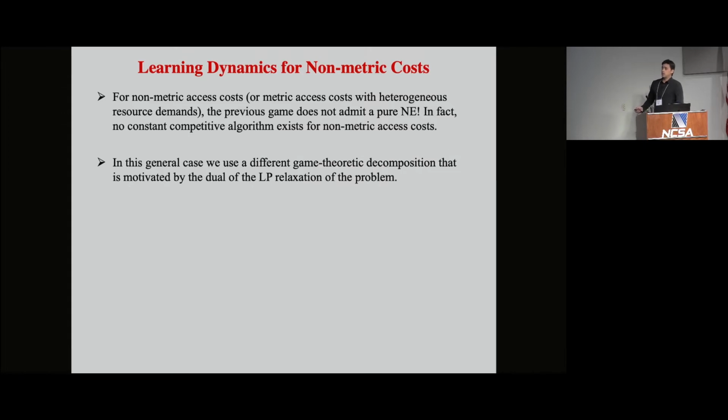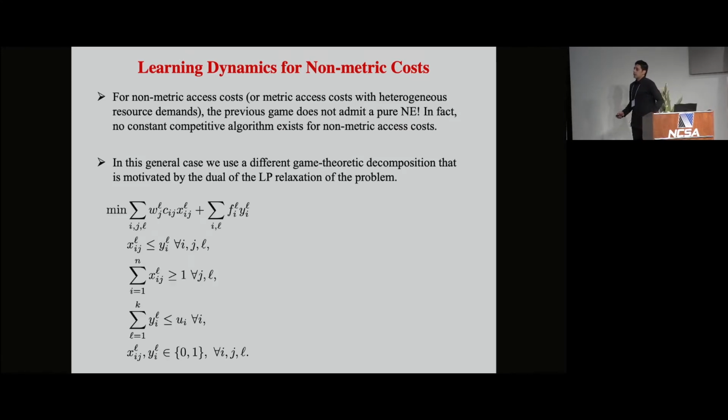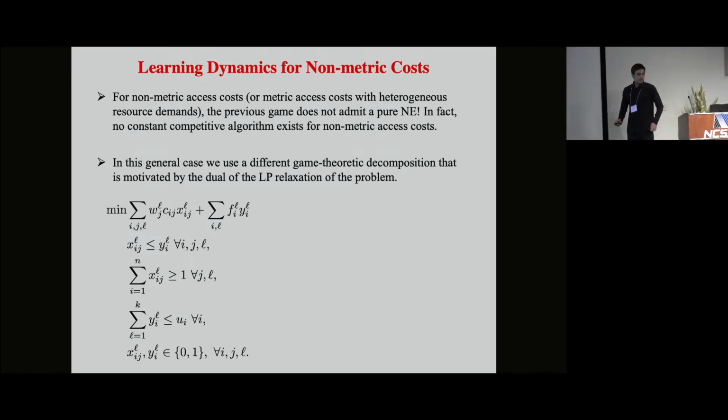But the question is, can we come up with a different game decomposition and mimic the same ideas to perhaps devise a good algorithm? So in order to do that, we are going to look at the LP formulation of the problem. So this is exactly the integer program formulation of the data placement problem. So the c_ij's are the access costs.